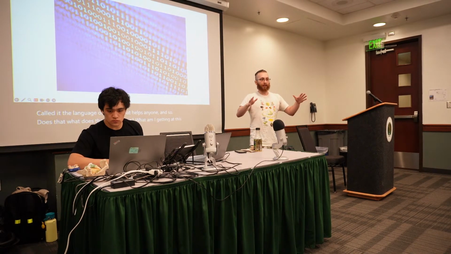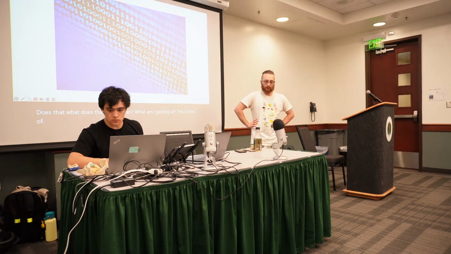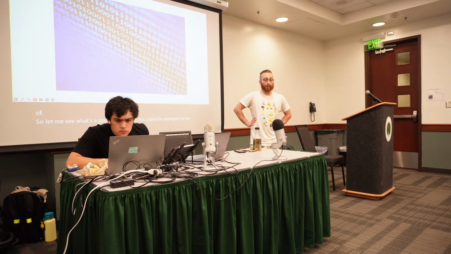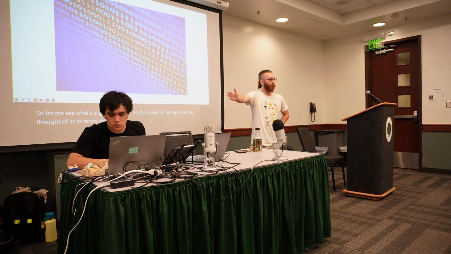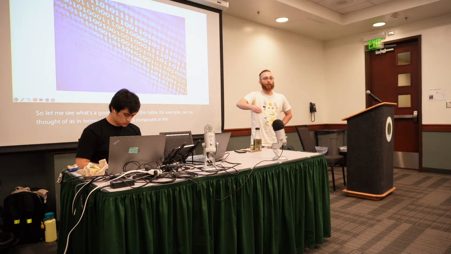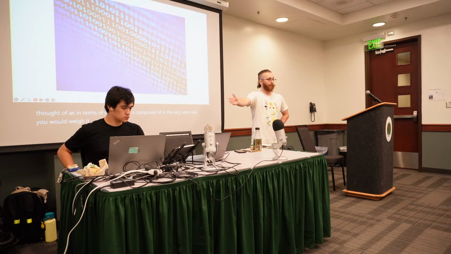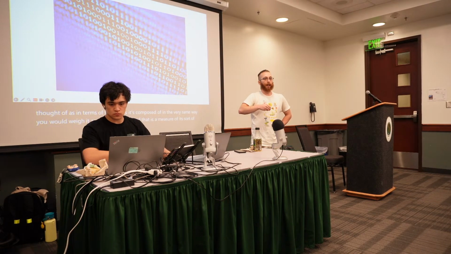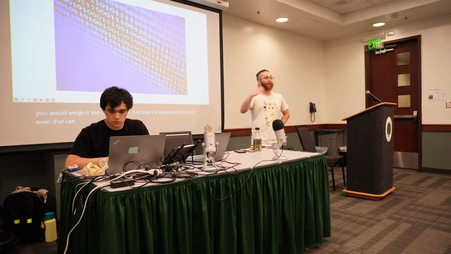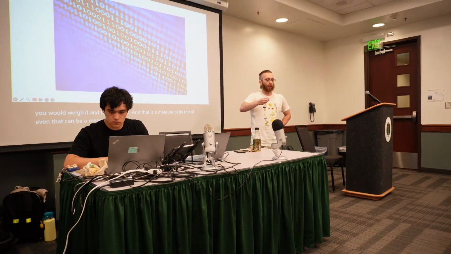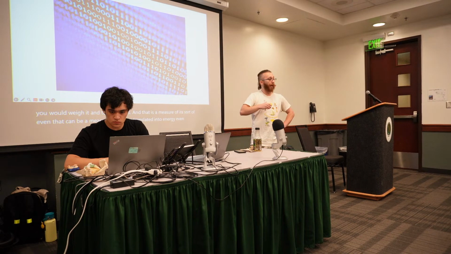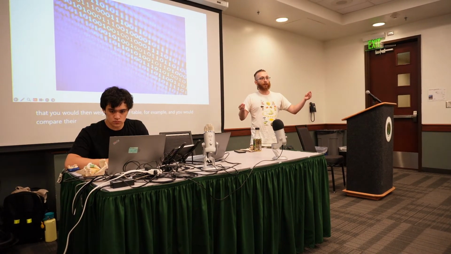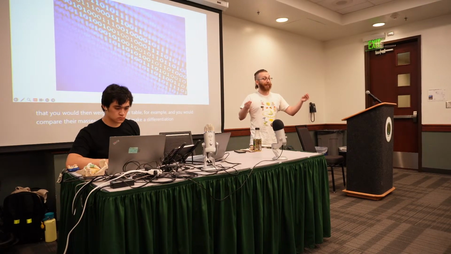This is kind of, so let me see, what's a good example? So this table, for example, can be thought of in terms of the atoms it's composed of. In the very same way, you would weigh it and take its mass. And that can be a measure of energy, translated into energy even. And you would then weigh this other table, for example, and compare their masses, and you could make a differentiation by that metric.